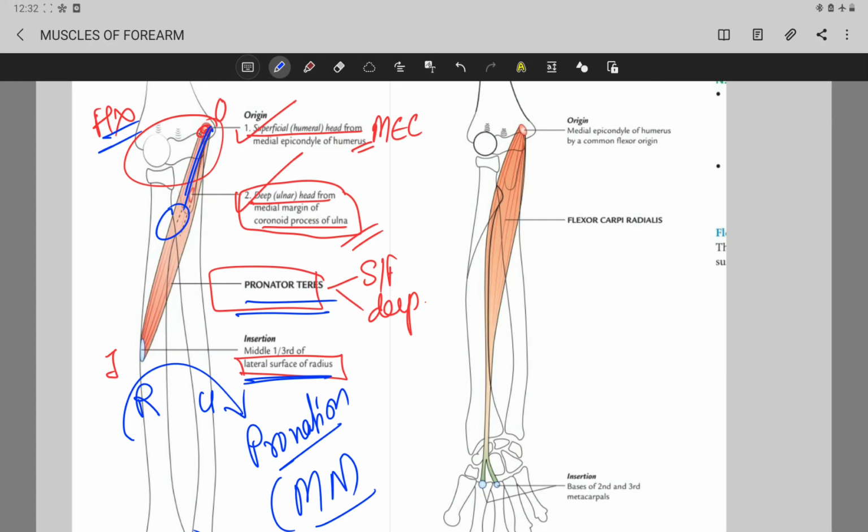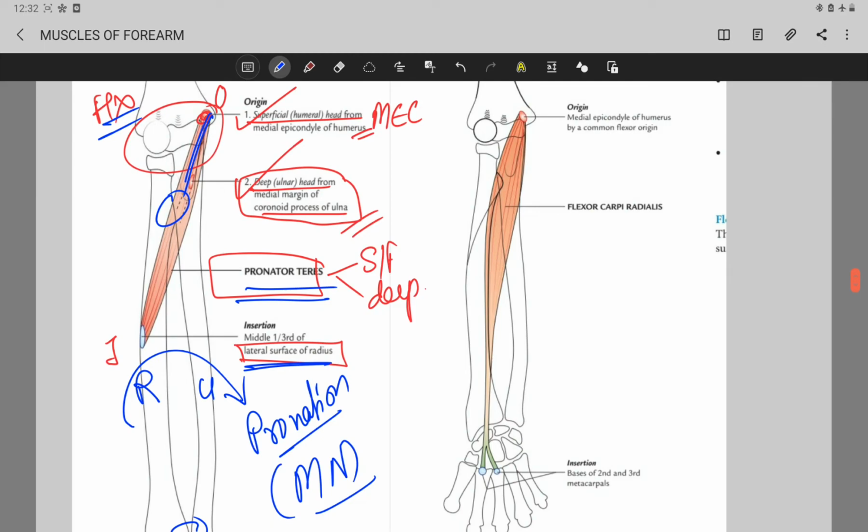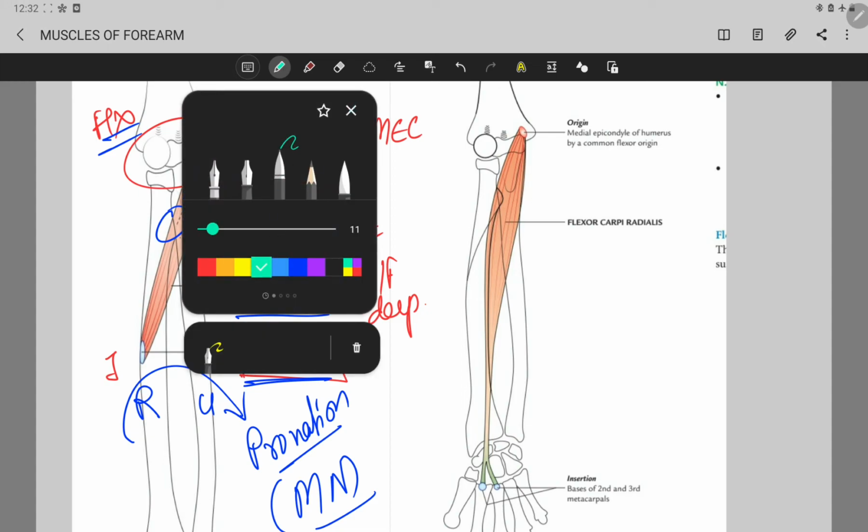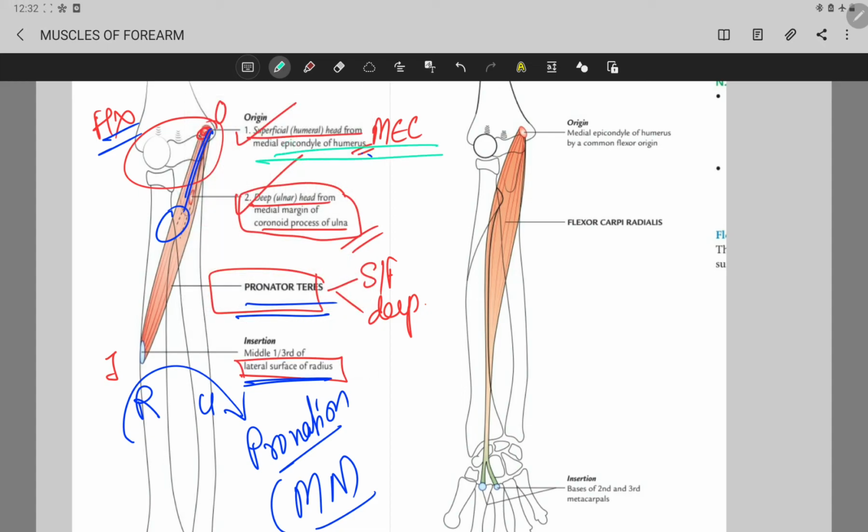One thing, once again, I am summarizing everything. Pronator teres, its origin: it has two heads. One is the superficial head and the other is the deep head. The superficial head of the pronator teres takes origin from the medial epicondyle of the humerus, or the common flexor origin. And the deep head takes origin from the coronoid process of the ulna.